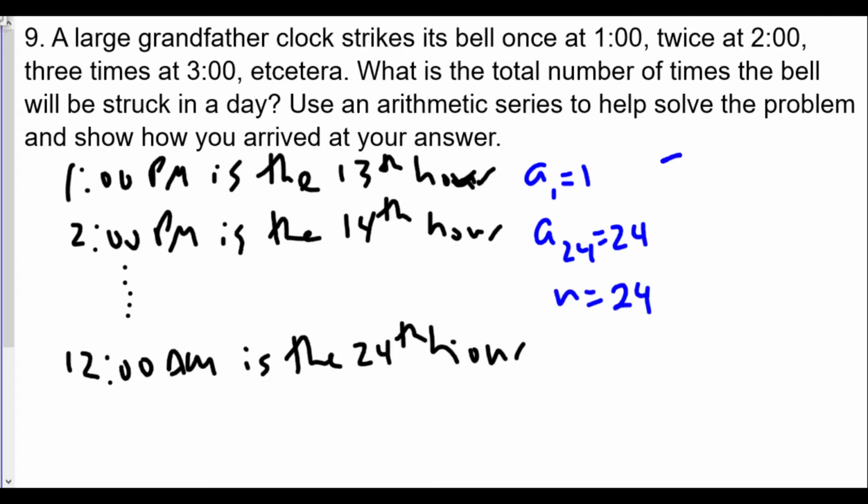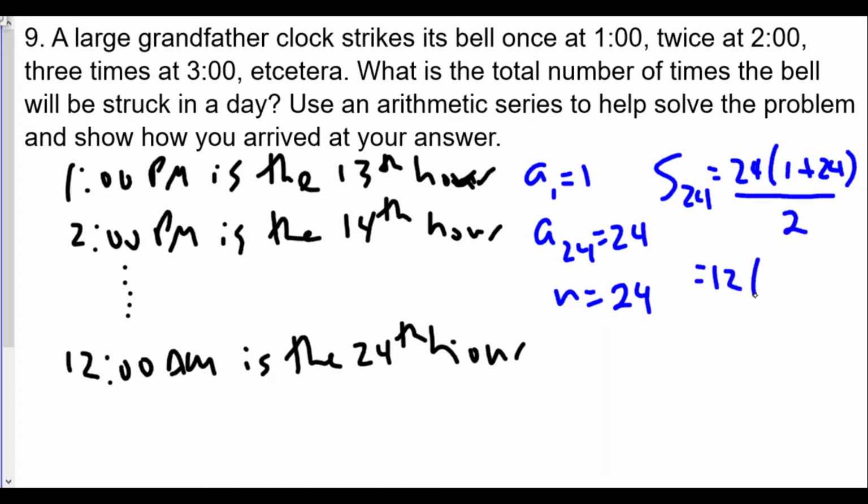So the sum, S of 24, would equal 24 times 1 plus 24, all divided by 2, which is equal to 12 times 25 over 2. 2 goes into 12 6 times, and 6 times 25, S of 24, is equal to 150 times.